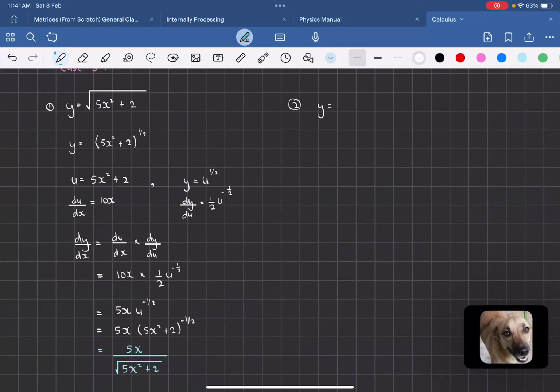After you all have that copied down, I want you guys to try this one. So y is equal to the cube root. I know it sounds complicated, but it really isn't. So y is equal to the cube root of 7x plus 1.